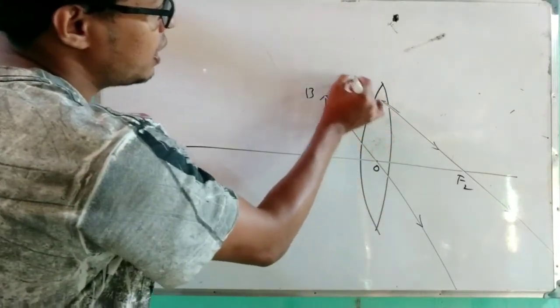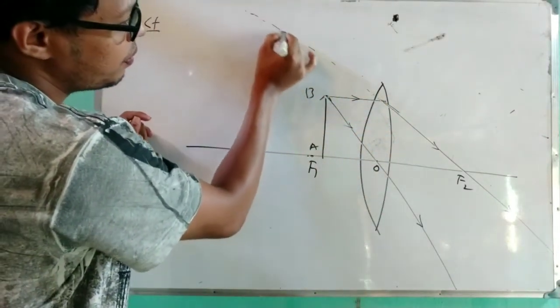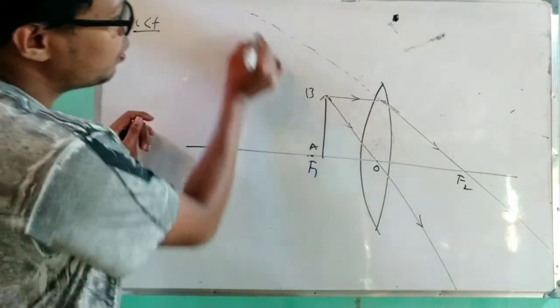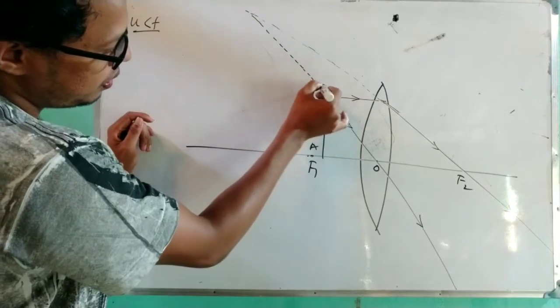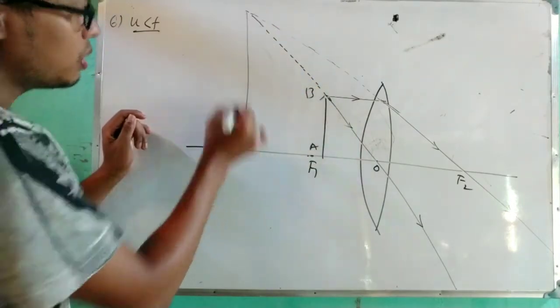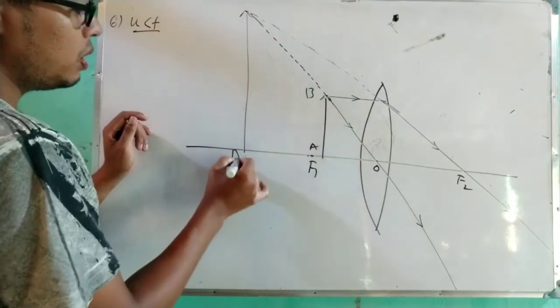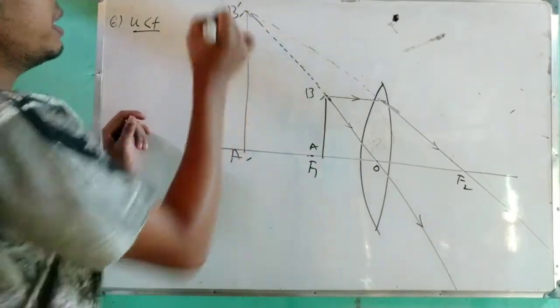Now look, if we extend it backward, now the rays are meeting at this point. Means here the image will form. This is A dashed, this is B dashed.